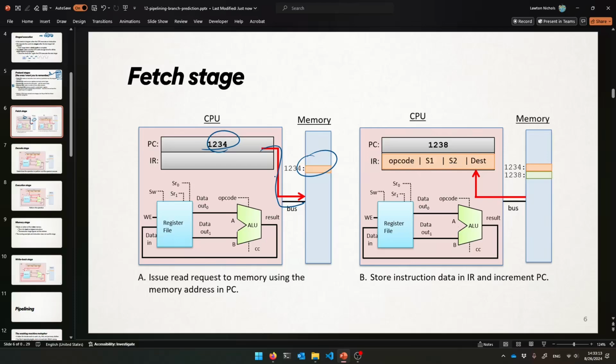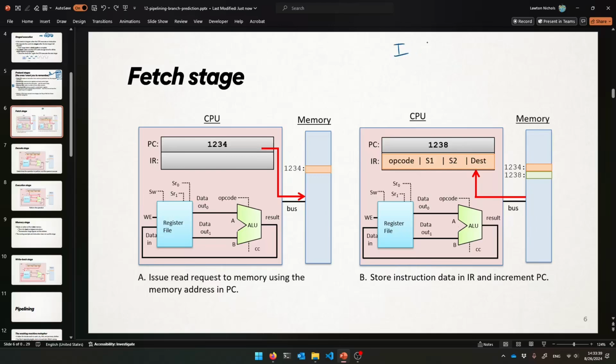And so we're going to ask nicely for what's at that address, and read it in. We're going to read it into a special place called the IR, the instruction register. So the very first step of the fetch stage is to tell the memory to read from that PC address. Go to address 1234, give me that value back, please, and shove it there. And this is called the instruction register, IR.